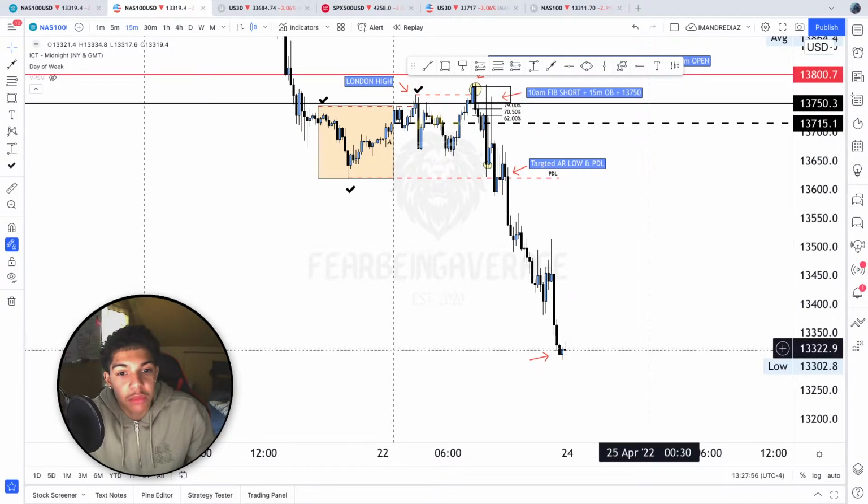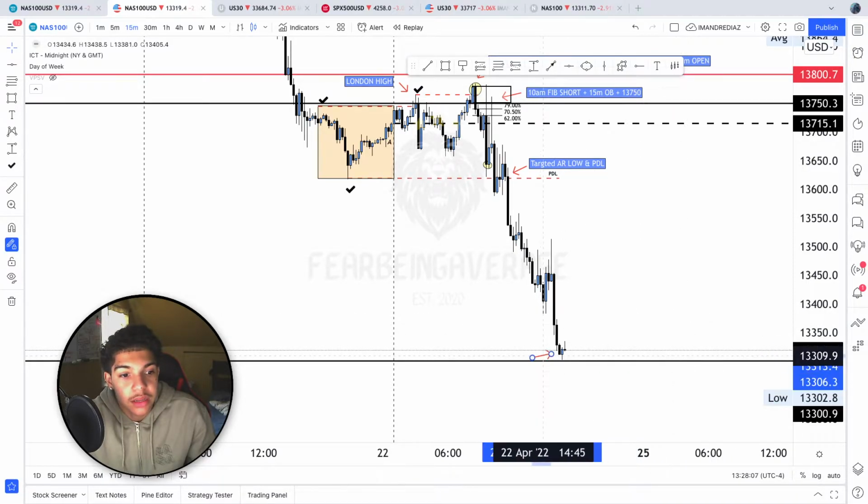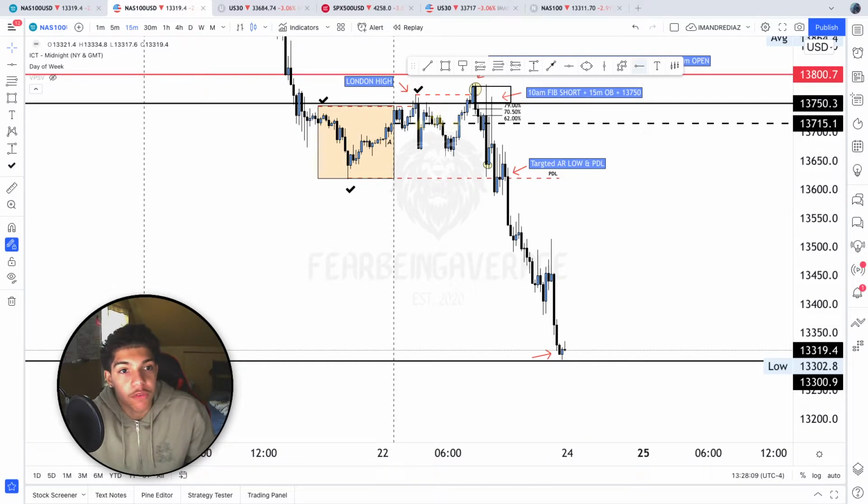You can see price came all the way down to 13,300, and that's where price closed out. It looks like it tapped it almost to the pip. It looks like it missed it by maybe a pip, but regardless, it's not going to miss it by a point like this often. So we have the low of the day at what time?